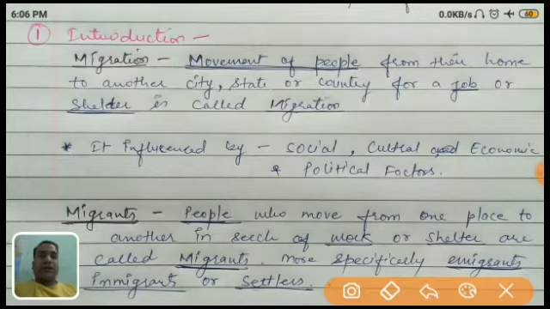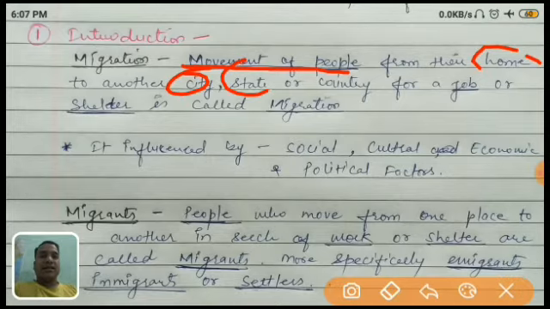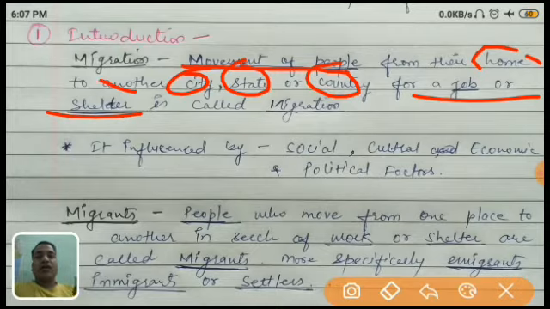Whenever a person is moving from home to another city, state or country, for what? For job and shelter. Shelter means a living place. Okay, it is called migration. Job you can easily understand, sir. For the search of a job people can migrate, but why for shelter?